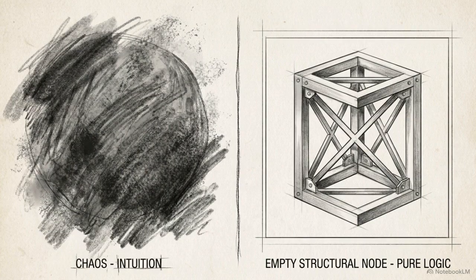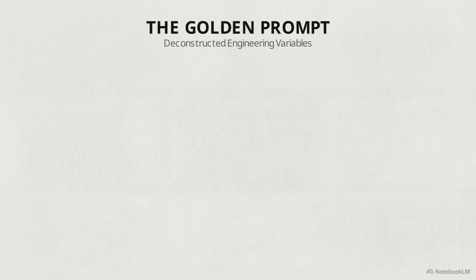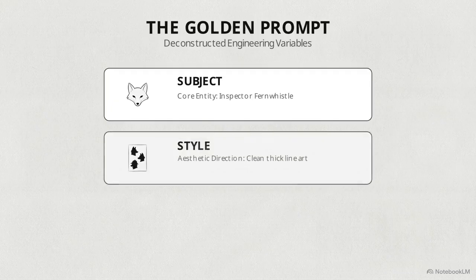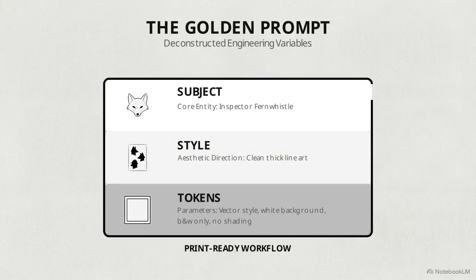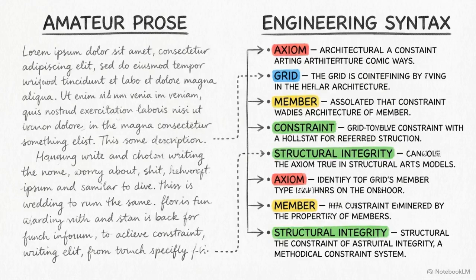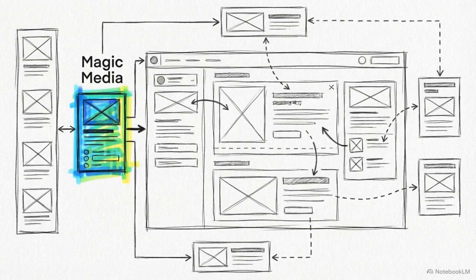To strip out those unwanted elements and override the model's artistic bias, we use a specific text structure called the golden prompt. This formula divides your instructions into 3 distinct engineering variables. First, the subject, next, the style, and finally, the tokens. Producing functional assets requires shifting from descriptive creative writing to explicit technical modifier commands. Step 3. Take your consistent character concept and move into your final line art generation tool. We use Canva Magic Media.